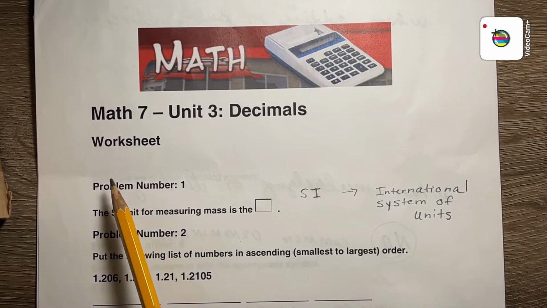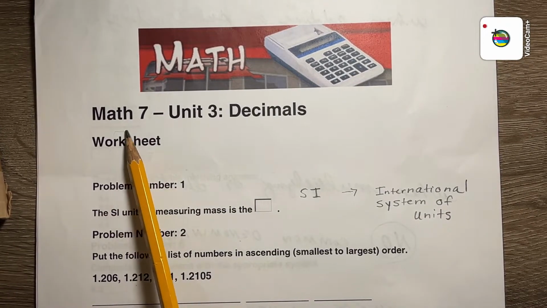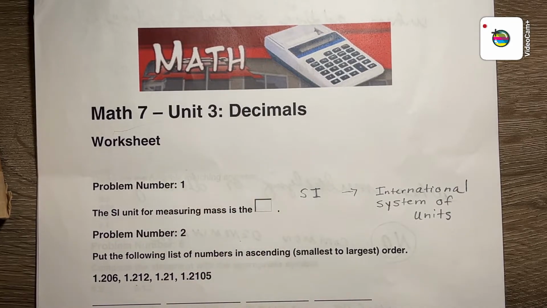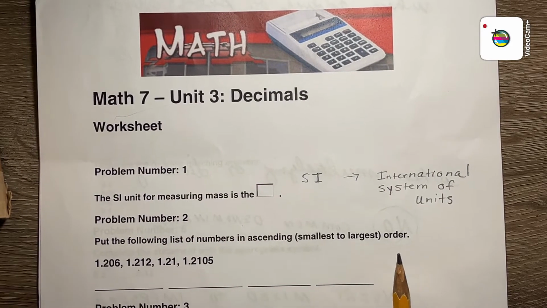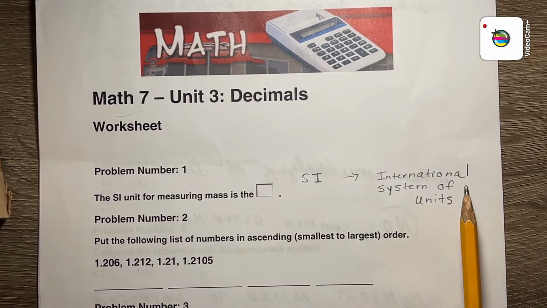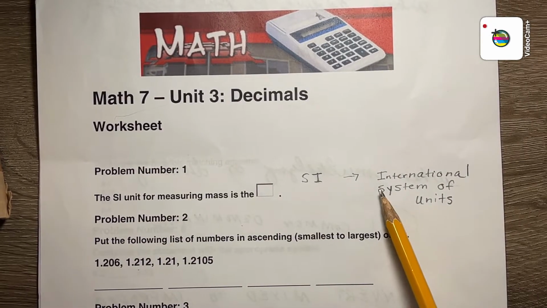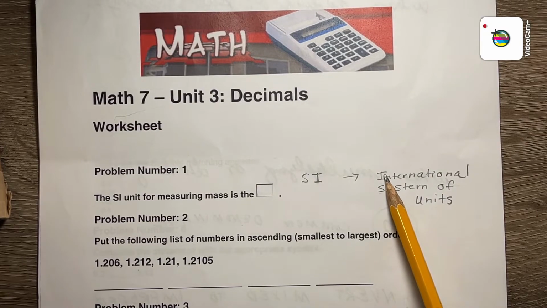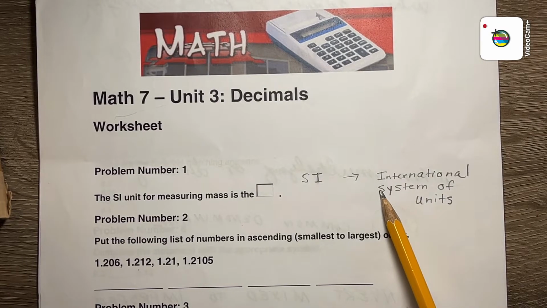Okay, we're going to be completing the worksheet for Math 703 decimals. Problem number 1, the SI unit, SI meaning International System of Units. So it's like they put it backwards. Instead of IS, they put SI.